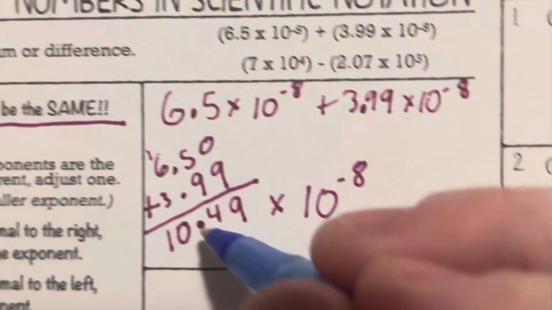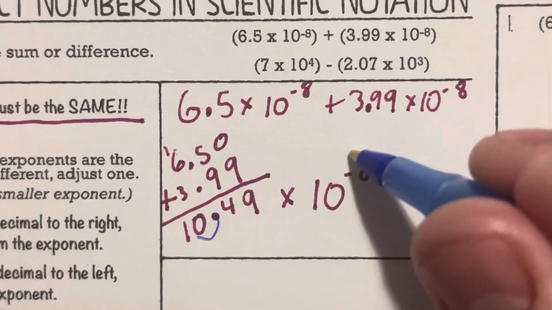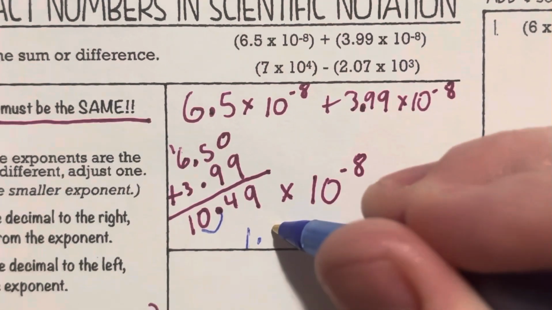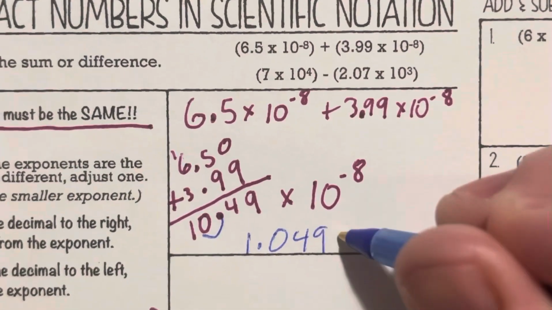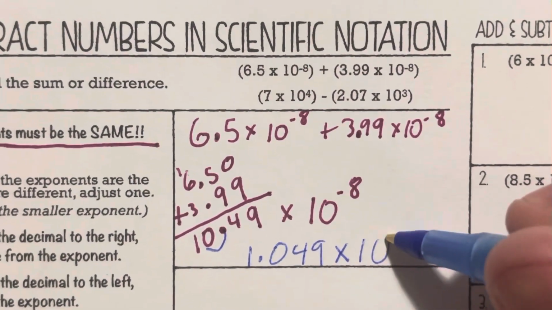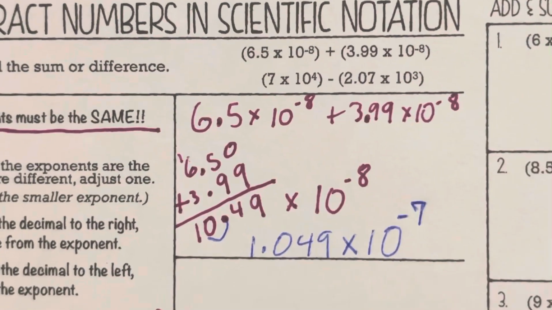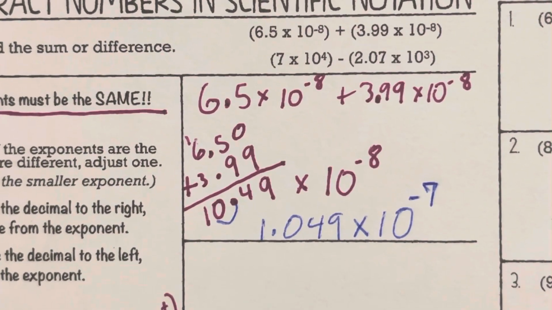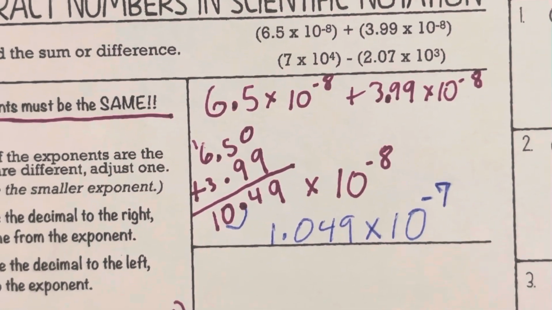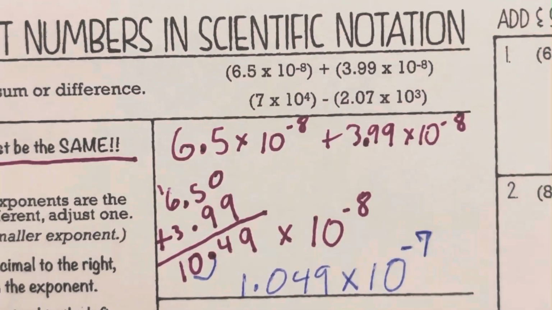So as I shift to the left, to right there, I need to add 1 to the exponent. -8 plus 1 is -7 because we're dealing with negatives. Now I'm done. Okay, that was a lot of information. Let's try it again with our second example and see how we're feeling.